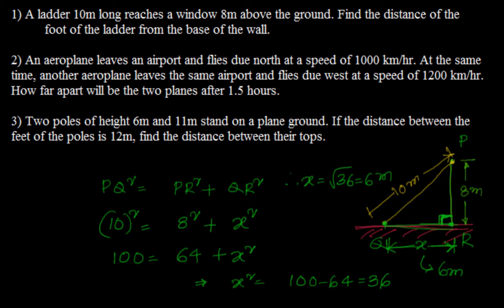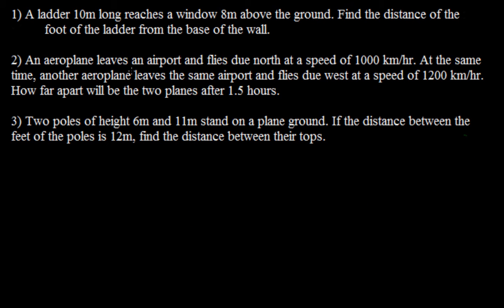Let's go to the next problem. An aeroplane leaves an airport and flies due north at a speed of 1000 km per hour. Due north. So let me just put down the directions. This is north, this is south, this is east, and this is west. That's what we know, right? North, south, east, west.